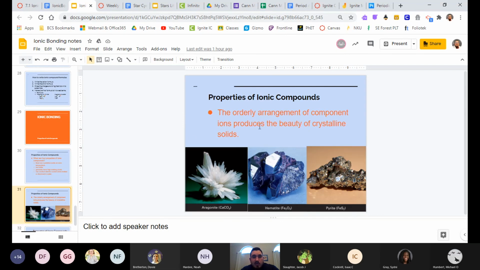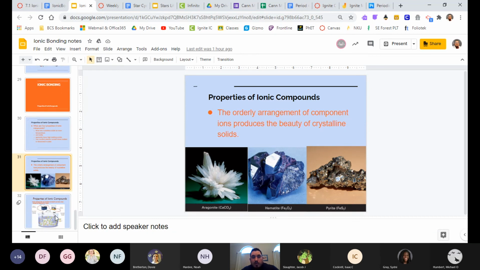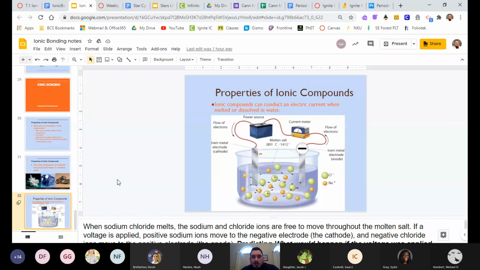So again, they tend to have crystal structures. These are different types here. Pyrite, also known as fool's gold. Hematite, that is a very blue, iron-rich crystal. A lot of the gems and jewels that you get at home are ionic compounds, not diamonds. Well, diamonds are in a sense kind of like an ionic, but they're actual pure carbon.